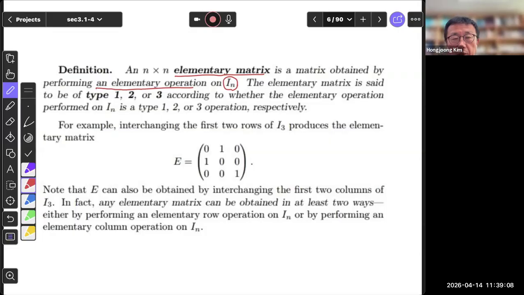For example, given the identity matrix, if I interchange the first two rows, you get the matrix E. So this E is called the elementary matrix of type 1. Of course, you may say this E is obtained by interchanging the first two columns. Yes, so E is an elementary matrix of type 1.